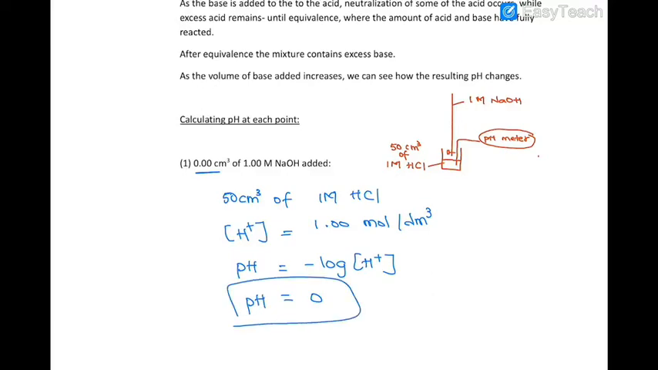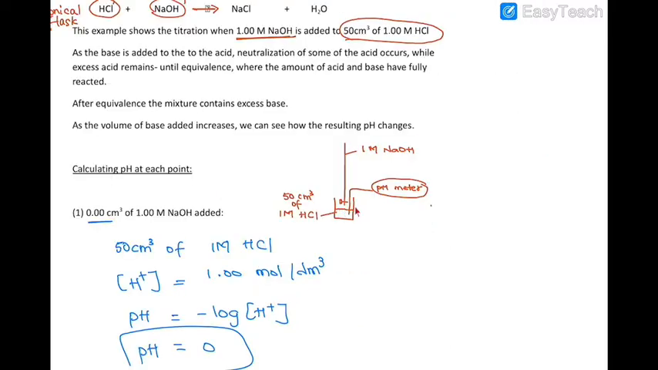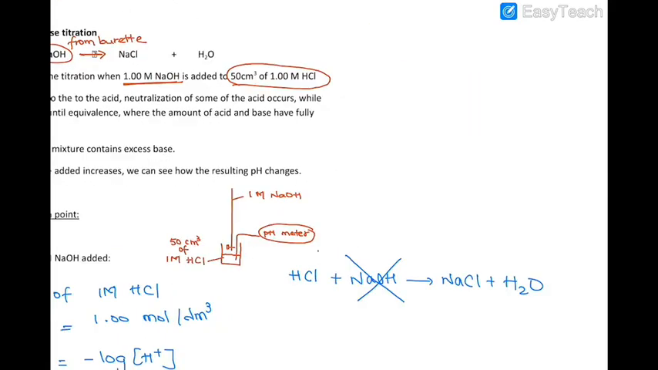Now, as we start to add NaOH, the pH is going to change. So we'll have more NaOH being added, less acid, but the acid will still be in excess. So you will have the acid and the salt that will be formed, so in the flask we'll have excess HCl, and all the NaOH is converted to NaCl. So we'll have the salt and then we'll have water. So you have excess HCl, so the solution is still expected to be acidic. So let's calculate the pH now.